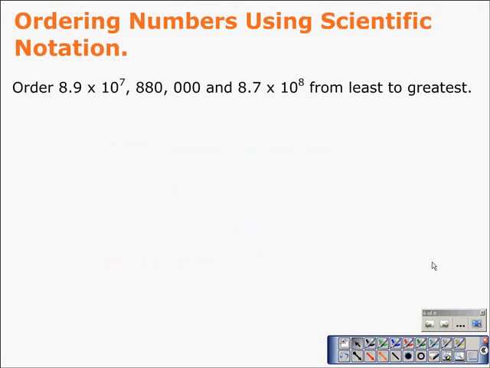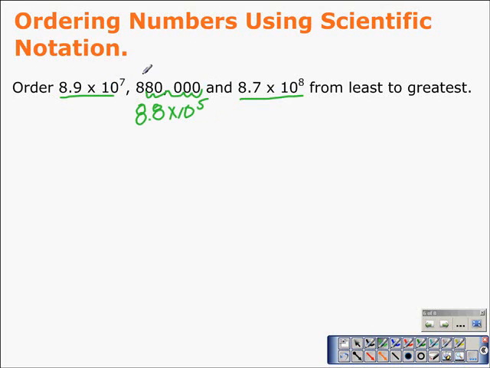Here we want to put the numbers in order from least to greatest, or from smallest to largest. We have two of the numbers expressed in scientific notation already. We'll take the time to express this number in scientific notation, 880,000. That's going to be 8.8 times 10 to the, and if we move the decimal, 1, 2, 3, 4, 5, times 10 to the fifth. And all we have to do now is compare the powers of 10.